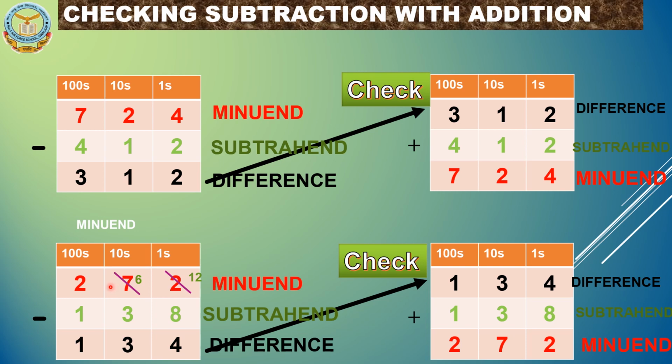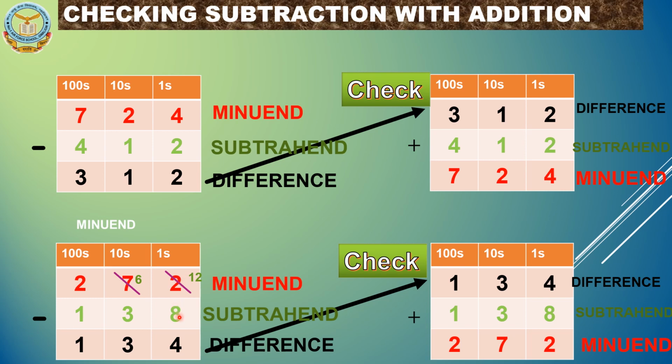Now let us take another example. Subtract 138 from 272. Start your subtraction from the ones place. Here 8 is more than 2. So we cannot subtract 8 from 2. What we have to do? We have to regroup the tens place. Means we have to borrow 1 ten from the 7 tens. So 7 tens will become 6 tens and 2 ones will become 12 ones.